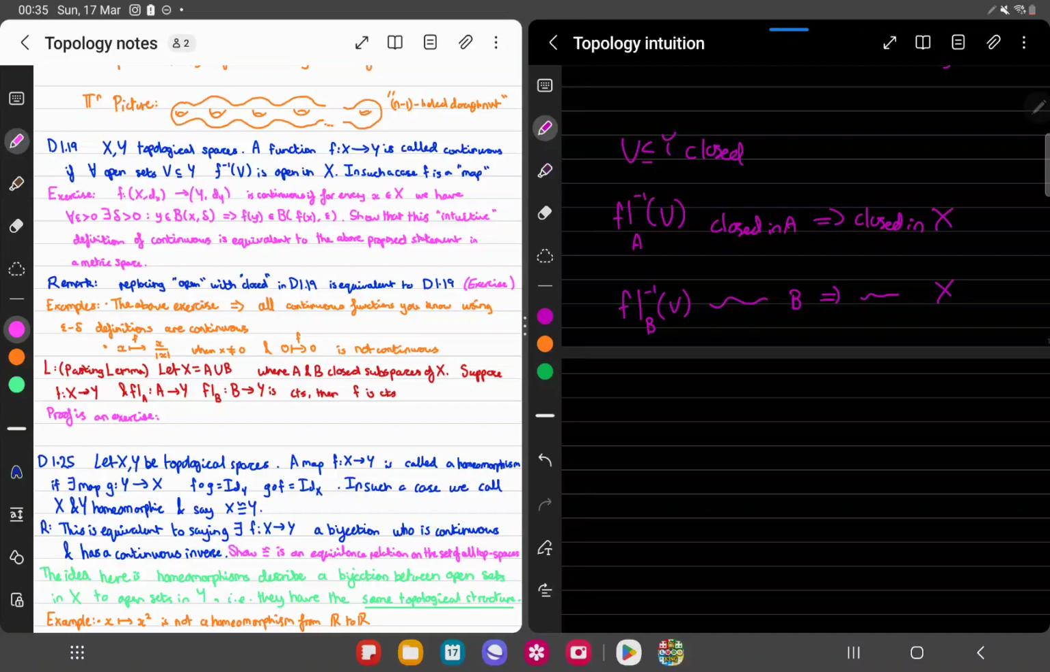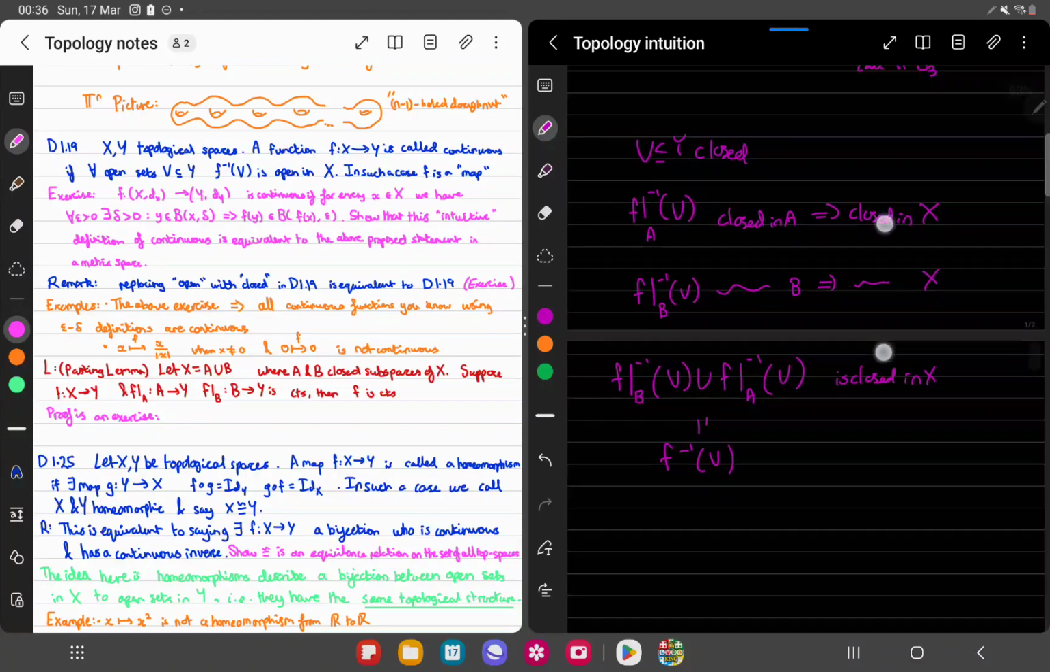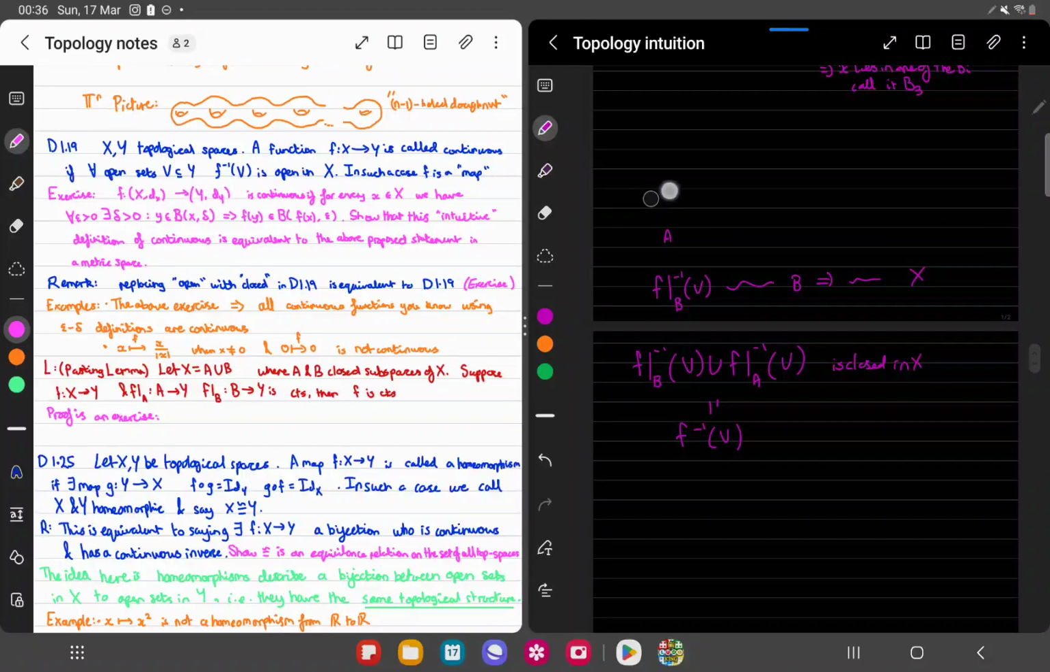It's the same sort of argument. And then what you say is f restricted to B inverse of V union f restricted to A inverse of V. Well, the union of finitely many closed sets is closed, and so this is still closed in X, and you just argue that this is equal to f inverse of V. So, yeah, I think that's enough.